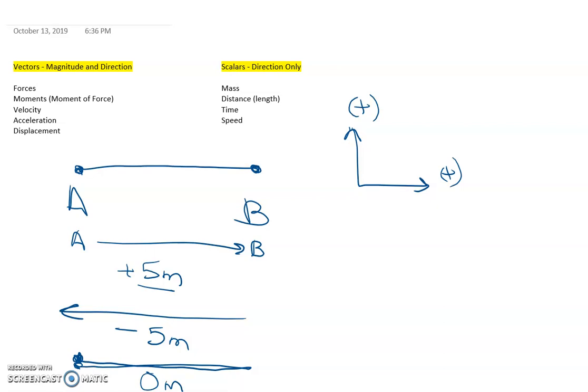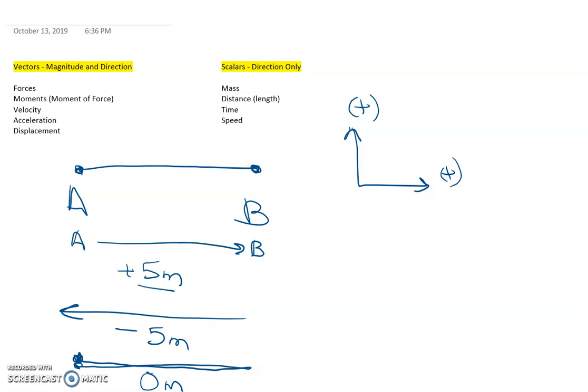And this is very different from distance, which is an actual length. So distance, it doesn't matter if you go from A to B or B to A, it will always be 5 meters. And you don't care whether it's positive or negative.